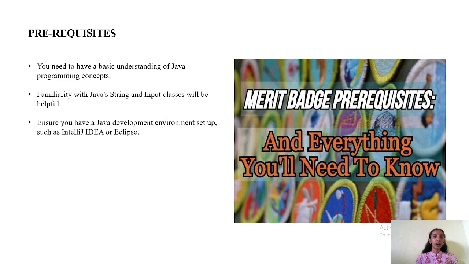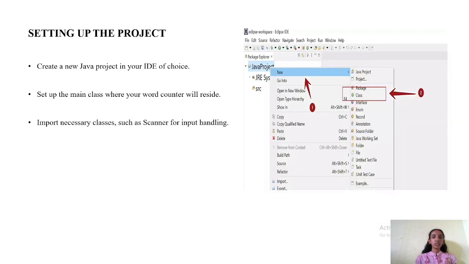The prerequisites are that you need to have a basic understanding of Java programming concepts. Familiarity with Java string and input classes will be helpful, and ensure you have a Java development environment set up such as IntelliJ IDEA or Eclipse. Setting up the project. Here is the process of how we are going to set up the project. First we need to create a new Java project in your IDE of choice, and then set up the main class where your word counter will reside, and then import necessary classes such as Scanner for input handling.